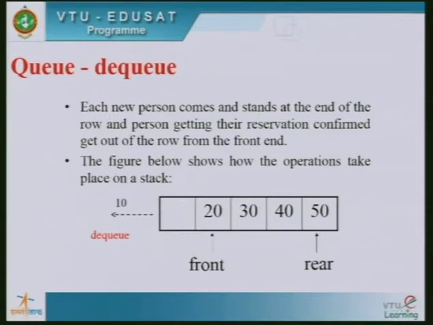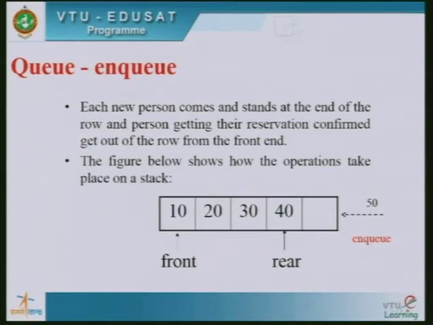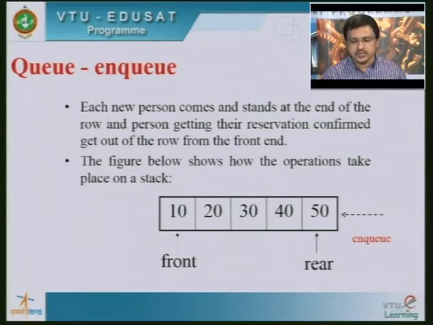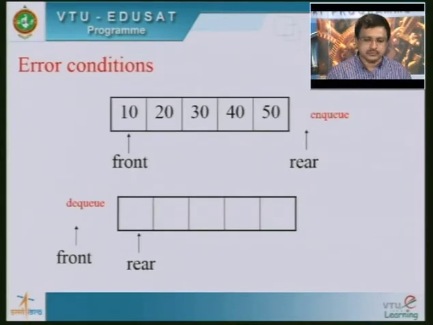So if you want to dequeue, that's what happens. The first element goes out and the front moves to the next element. Whereas in the real counter, the person actually moves, you can interpret that in a different way. When you are enqueuing, the new element goes into the rear end of the queue.